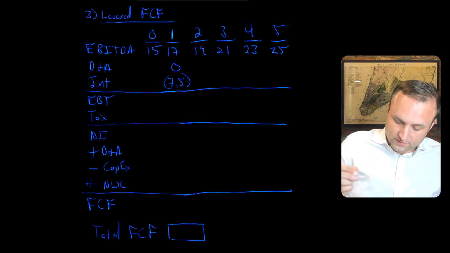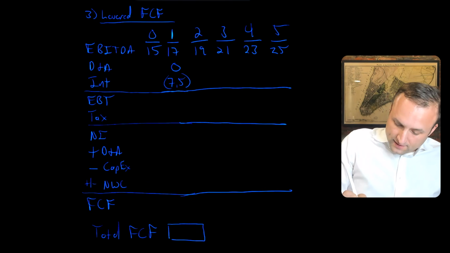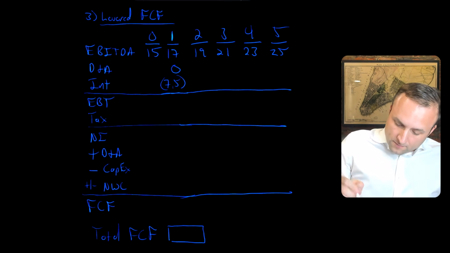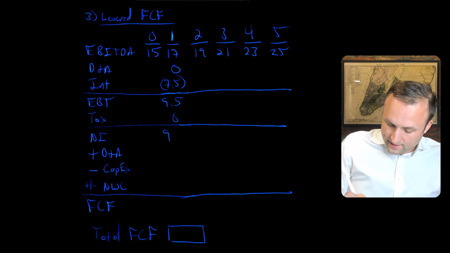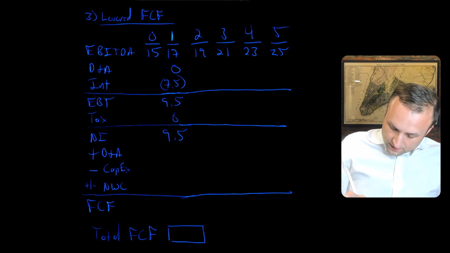So we're going to pull out $7.5 million, which means, and I'll shrink that down just a little bit to make it smaller. From there, we have $9.5 of EBT. Now we have no taxes, so there's nothing to handle in the tax realm. $9.5 of net income, 0 D&A.